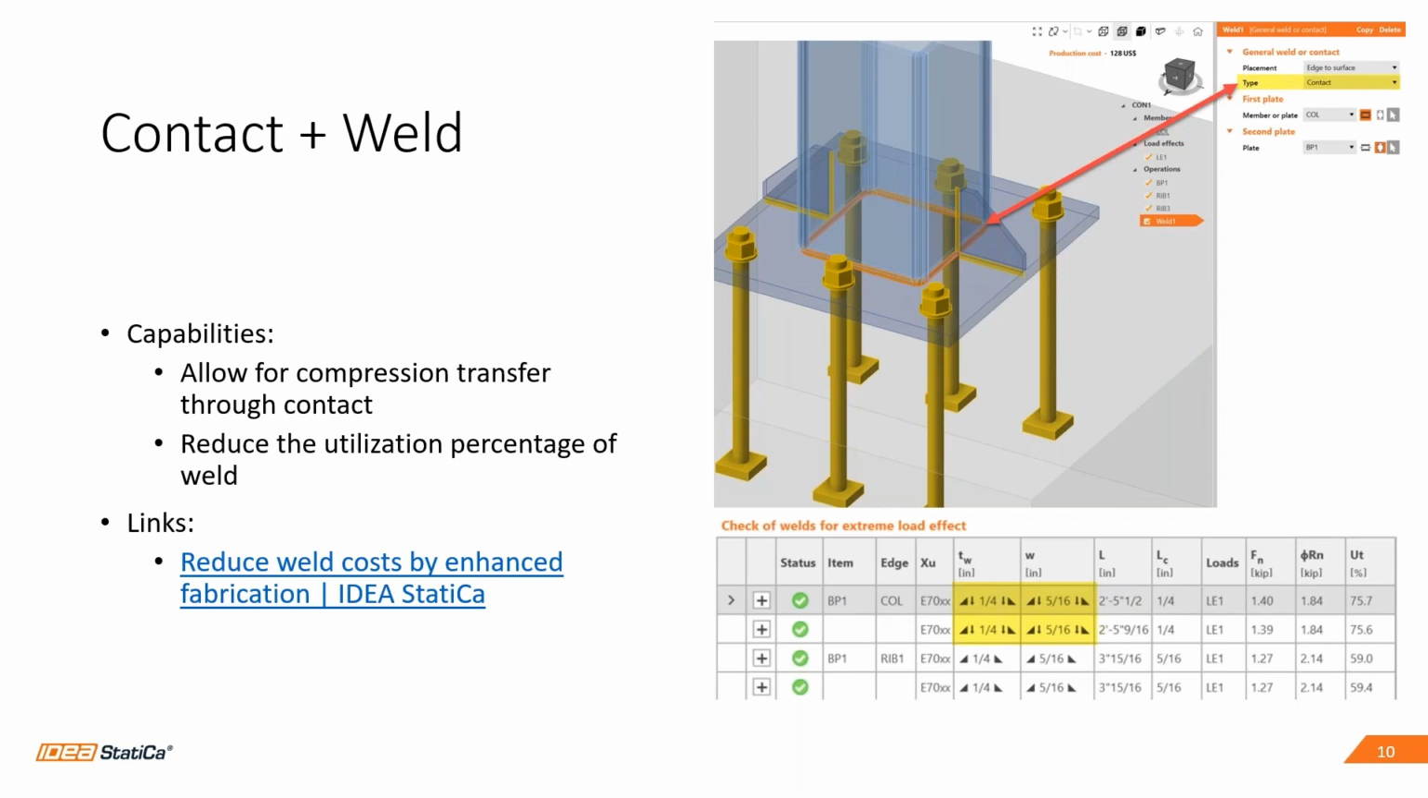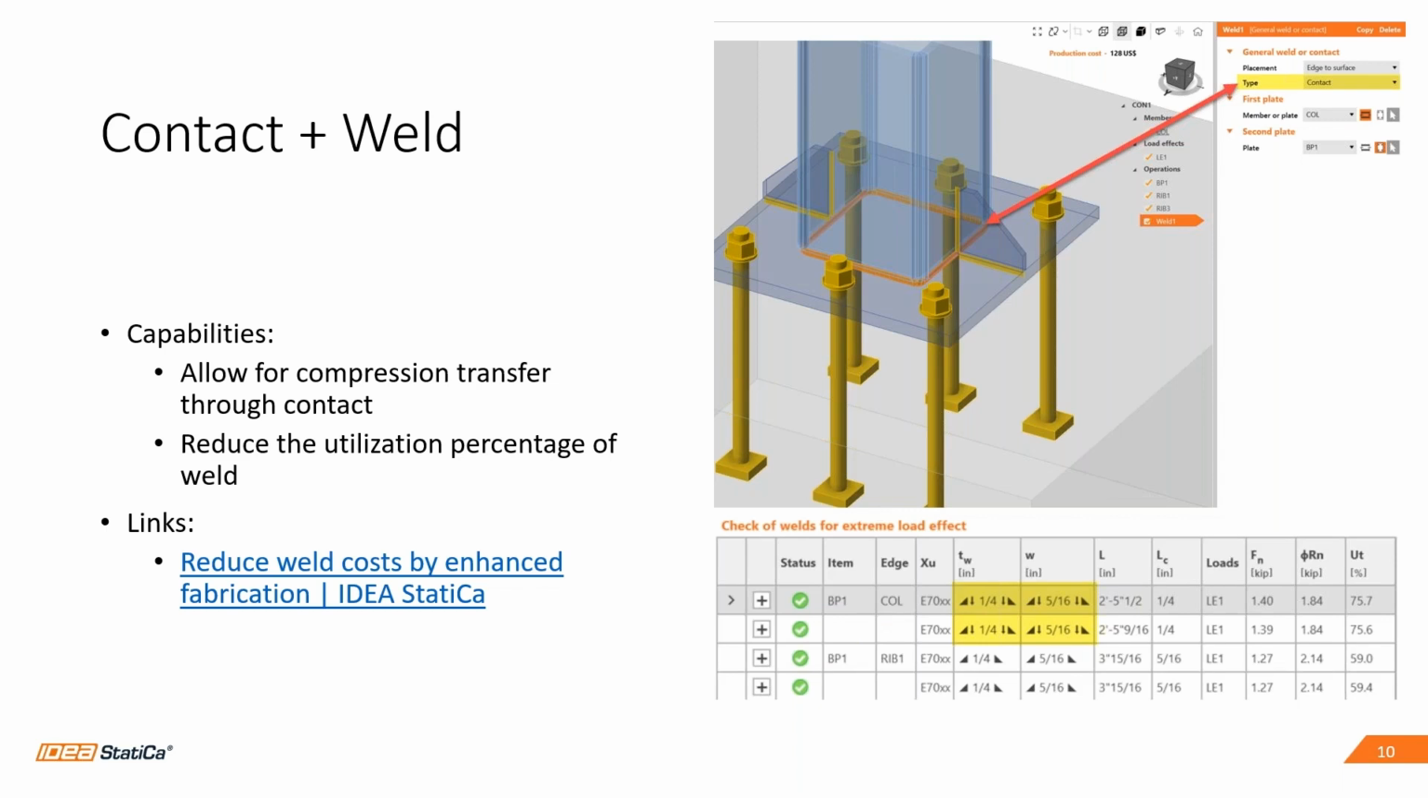But before that, you need to specify with your fabricator or your shop that you do want the connection between the column and the base plate to have no gaps. So basically, precisely machining or milling that column end so that there are no gaps.